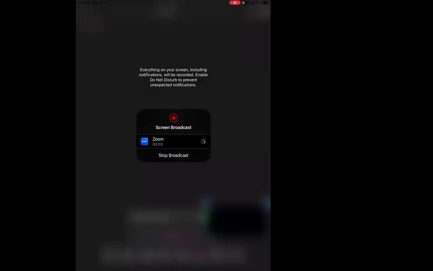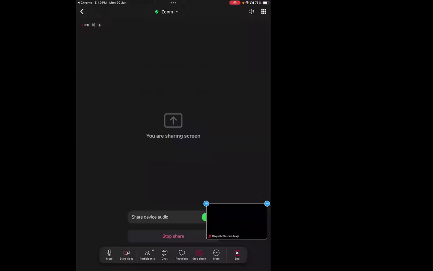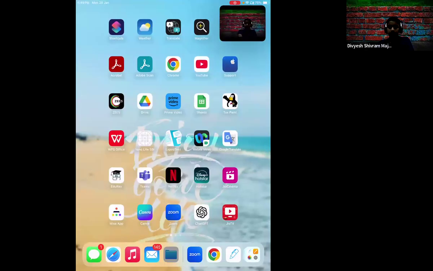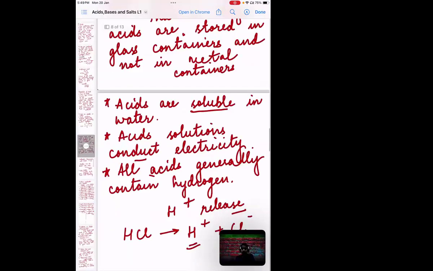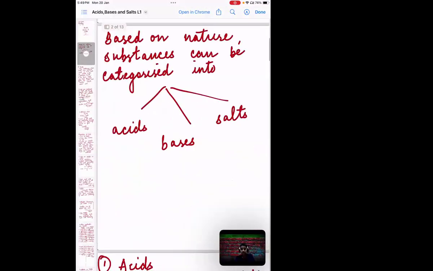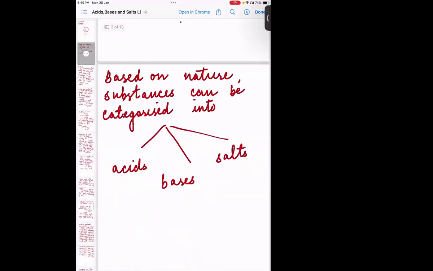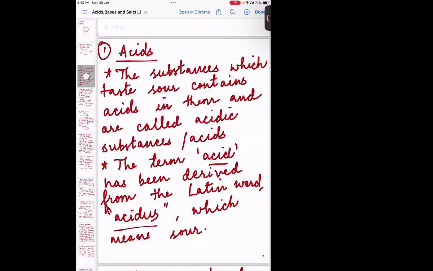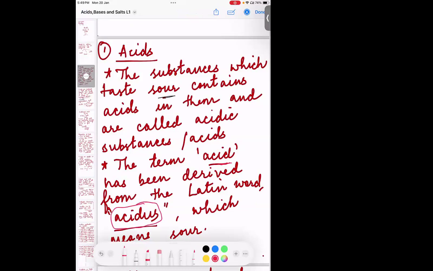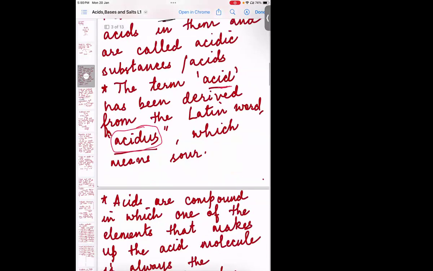Is my screen visible? Yes, ma'am. Okay. So last time we started the acids, bases and salts chapter in detail. Based on their nature, substances are of three types: acids, bases, and salts. Acids are substances which taste sour in nature, and since they are sour, they are called acids. The term acid has been derived from the word acidus, which means sour.